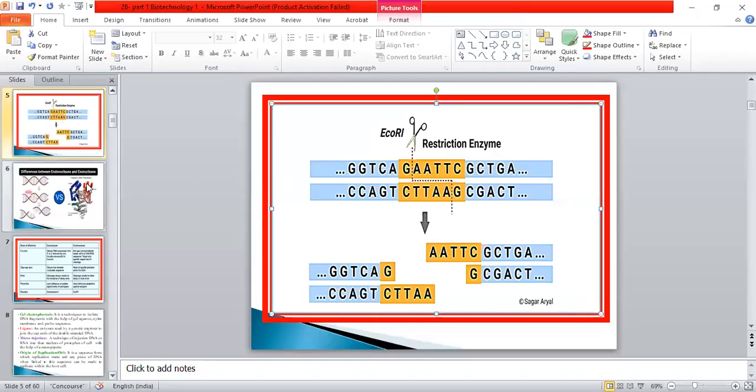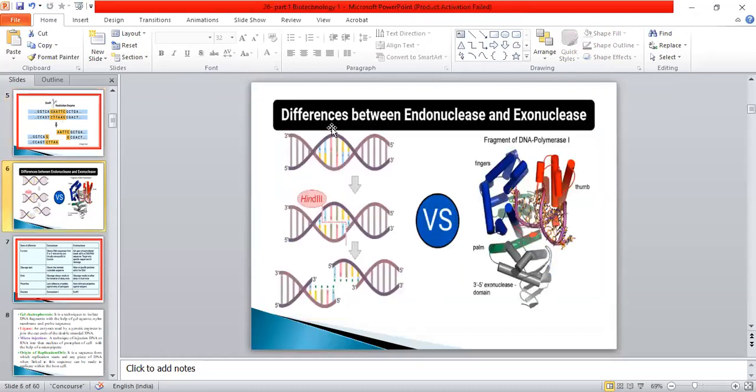Listen here. So next one is what? See that one. The difference between endonuclease and exonuclease. This is the endonuclease. There is a cut, already told, within the molecules only. Exonuclease: this is a fragment of DNA polymerase 1. What is the main use of the exonuclease? This is the removal of a particular DNA molecule from the segment with the help of exonucleases. Okay, this is the structure.